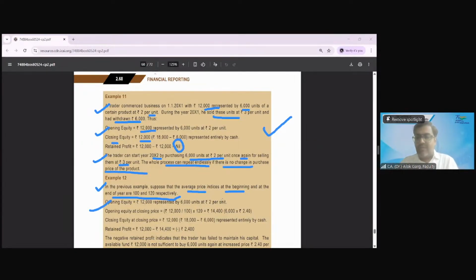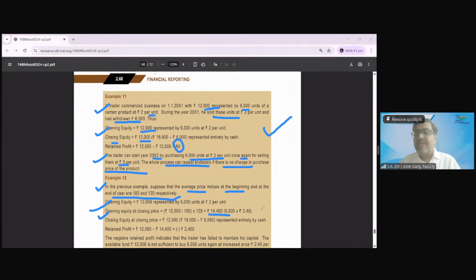Opening equity is 12,000 represented by 6,000 units at the rate of 2 rupees per unit. Opening equity at closing prices. What is your opening equity at closing prices? So end of the day, you are left with 12,000 rupees. आपने 12,000 रुपए लगाए. End of the year में आपके पास 12,000 रुपए हैं. Okay. तो आप क्या करोगे? So what is the value of this 12,000 rupees? 12,000 divided by 100 multiplied by 120. It has to be 14,400.